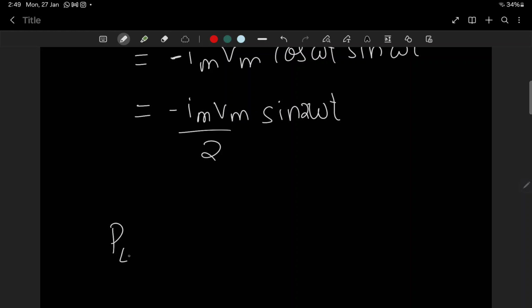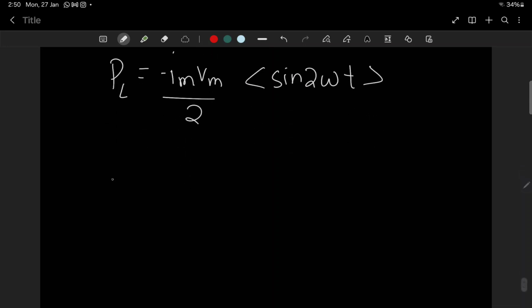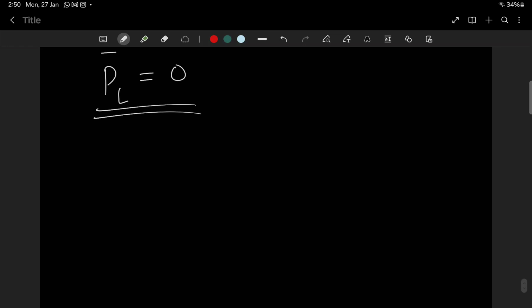Now therefore power in the inductive circuit is equal to minus Im Vm by 2 into the average of sin 2 omega t. The average of a sine is 0. Therefore PL becomes 0. We got 0 as the power.